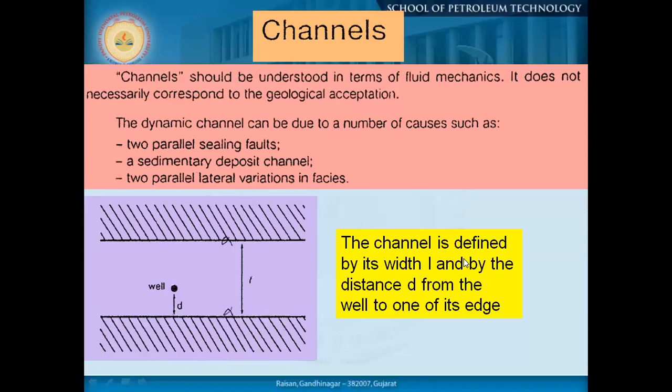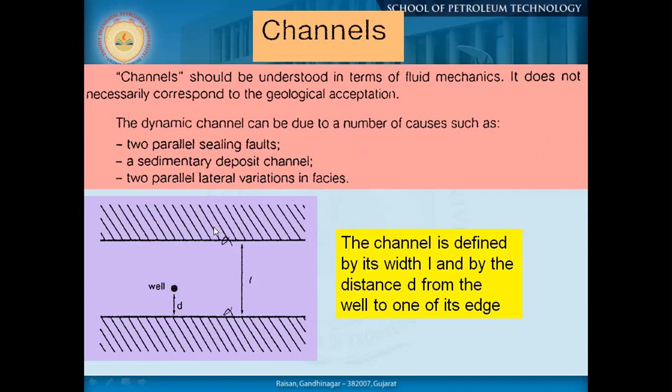Now when you have a channel, you see the slope of the graphs are changing depending on the supply of the material. Channel should be understood in terms of fluid mechanics. It does not necessarily correspond to the geological acceptation. That means a channel may not be a geological feature. It may be that the flow behavior has changed. So a dynamic channel can be due to a number of causes such as two parallel sealing faults. So you are encountering a well which is in between, and you are getting faults which are no-flow boundaries, a sedimentary deposit channel.